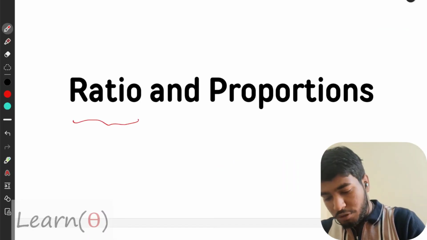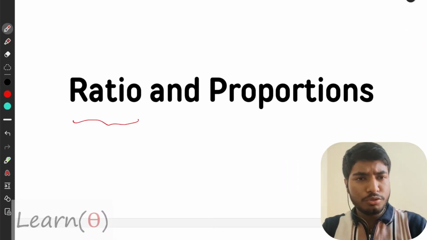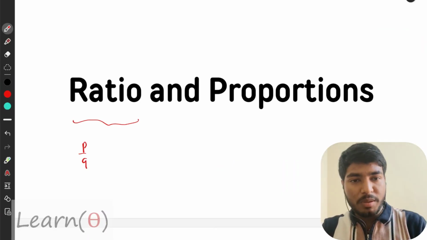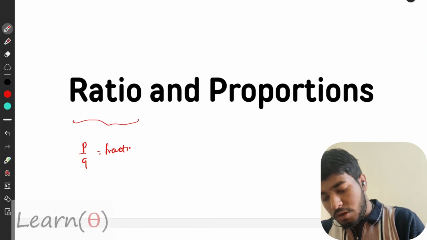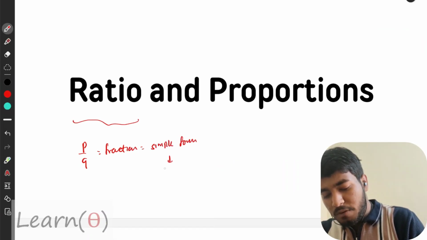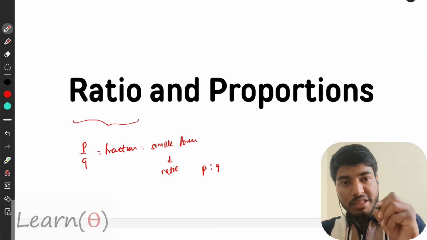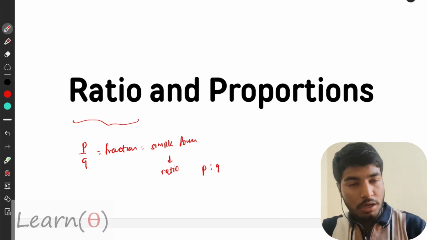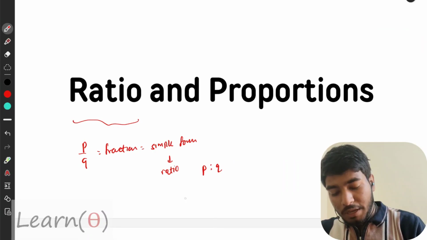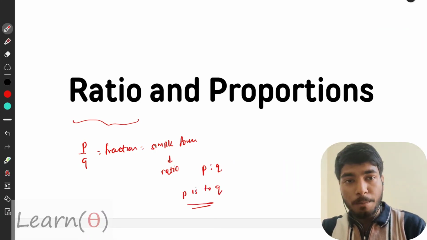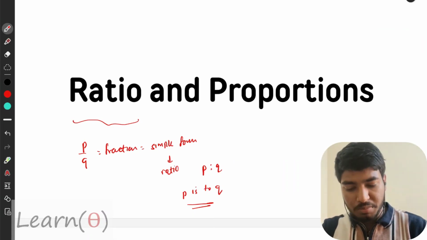At first, let us begin with what a ratio is. A ratio is something in the form of p by q. When anything is in the form of p by q, we call it a fraction. The simple form of a fraction is known as a ratio, where I will represent p and q as p:q. How will I read this? I will read it as p is to q. The simple basic thing.